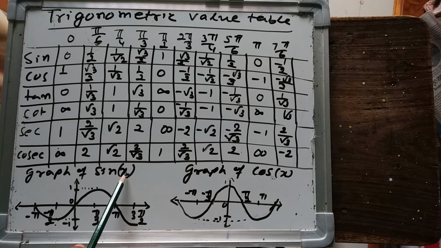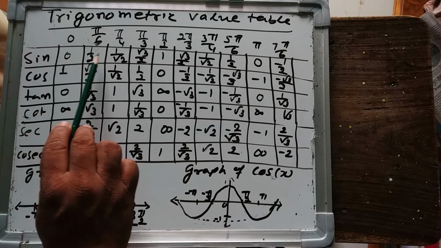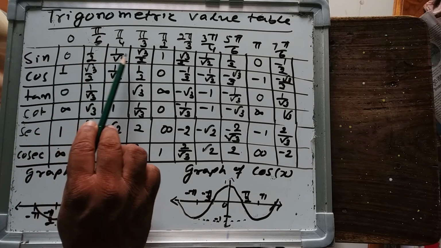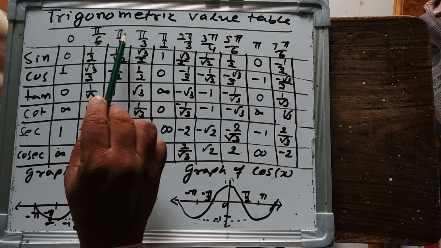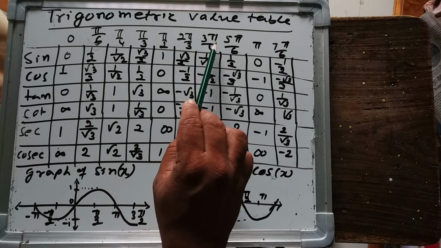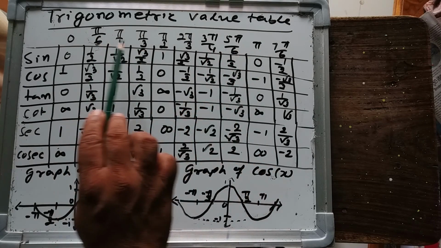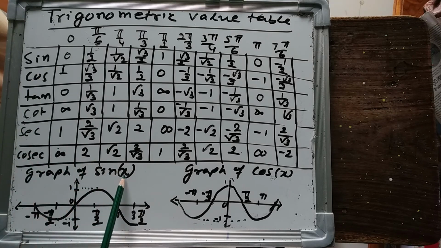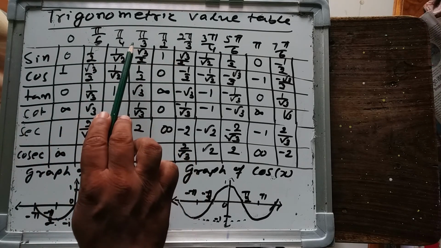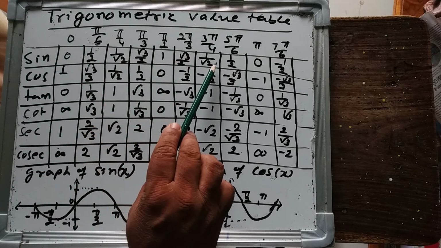So for different real values, that is 0, pi by 6, pi by 4, pi by 3, pi by 2, 2 pi by 3, 3 pi by 4, and so on, all are real values. If we put the real values, the sin value will be different. It is a function, so it is the sin function.